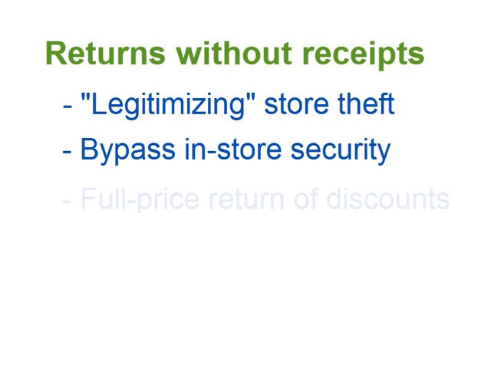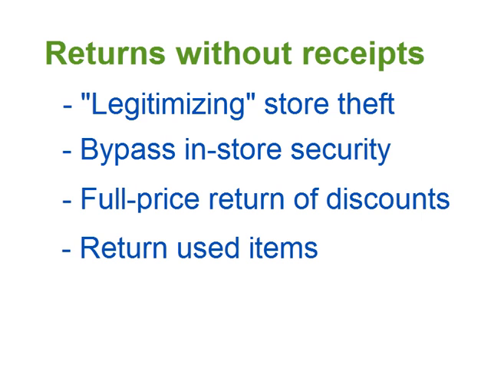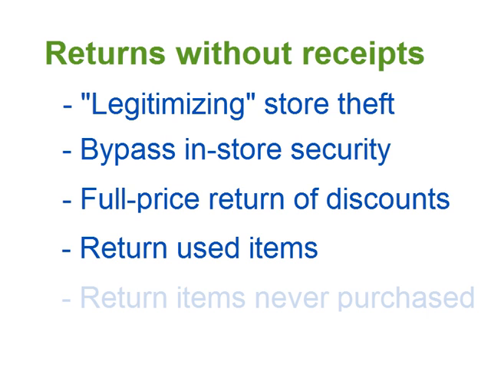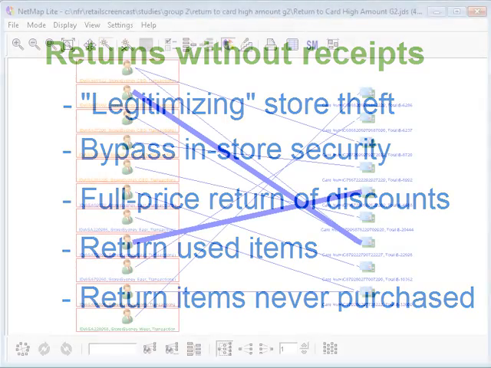Items that were previously discounted but are now back at full price. Items used for their purpose and later returned. And items that have never even been bought in the first place are but a few of the underhanded return techniques used to take advantage of or work with the employees on the shop floor. Netmap allows you to visualize each of these scenarios and also to build custom scenarios of your own.